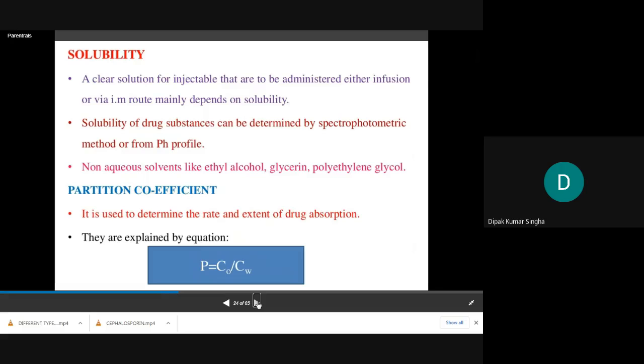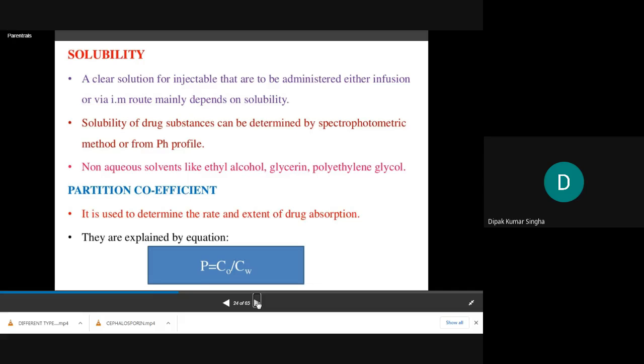Solubility is another most important factor: whether the drug is soluble or not. If the drug is insoluble, there is no need to administer it. For a clear solution of the injectable to be administered, either by infusion or via a route of administration, it depends upon the solubility of the substances, determined by the spectrophotometric method or by the pH profile. Non-aqueous solvents are like ethyl alcohol, glycerin, propylene glycol. And the partition coefficient is used to determine the rate and extent of drug absorption. This is another most important one.